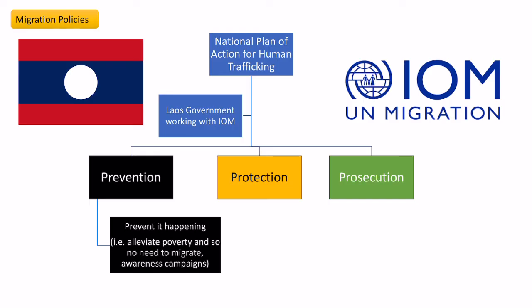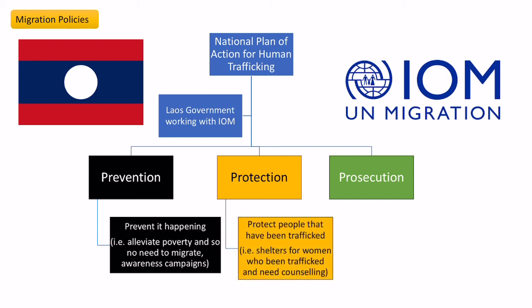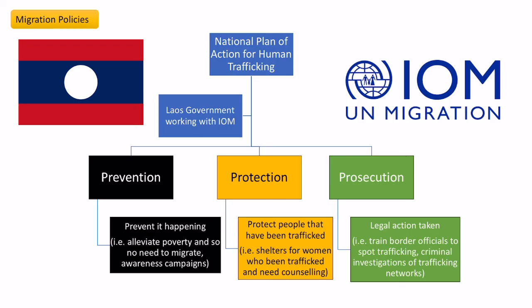The prevention is to stop trafficking happening in the first place. So if we can alleviate poverty back in Laos so people don't need to migrate, that will stop trafficking happening. If we can run awareness campaigns on what trafficking looks like and how to protect people, they won't get themselves in trouble or fall for certain scams. Protection is where we actually protect people that have been trafficked. An example of this would be shelters for women who have been trafficked and need counselling. And the obvious one is prosecution. This is where some sort of legal action is taken: better training of border officials to spot trafficking, but also investigations into trafficking networks to make sure that criminals are brought to justice.